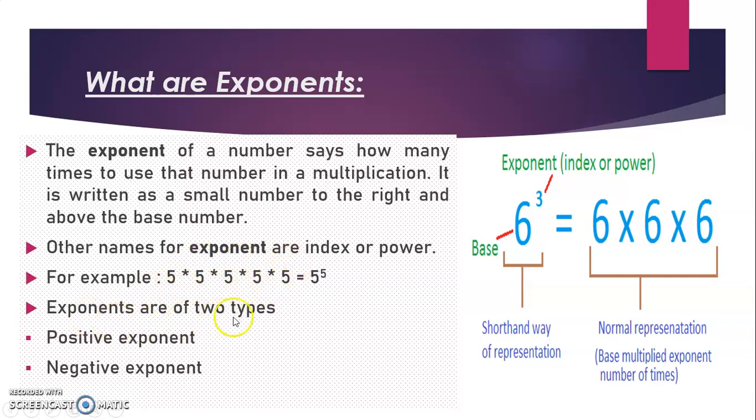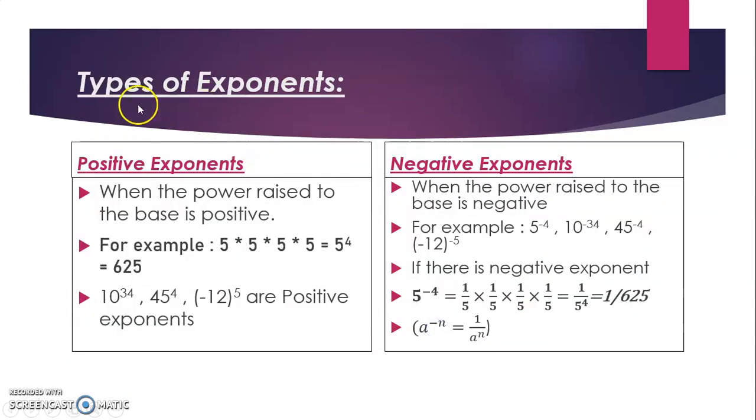Okay, so exponents are of two types: the positive exponent and the negative exponent. Let's study the positive and negative exponents now. The first one is the positive exponents. When the power raised to the base is positive, it is called a positive exponent. For example, 5 multiplied with itself 4 times is written as 5 to the power 4. This 5 becomes the base and this 4 becomes the exponent.